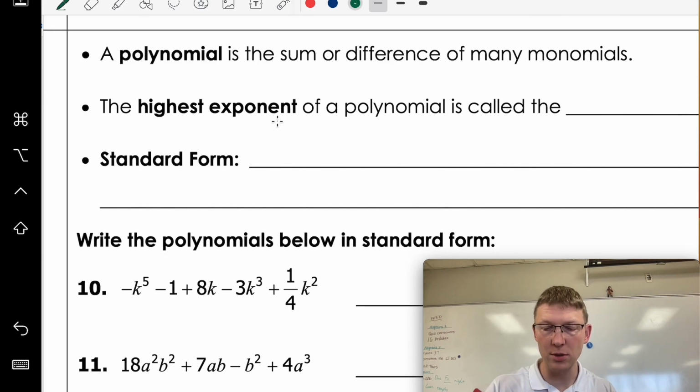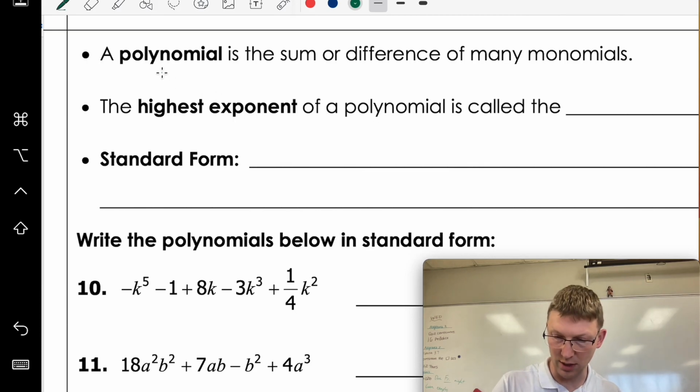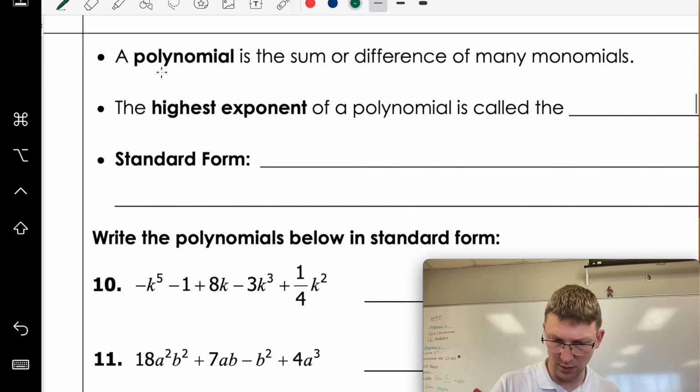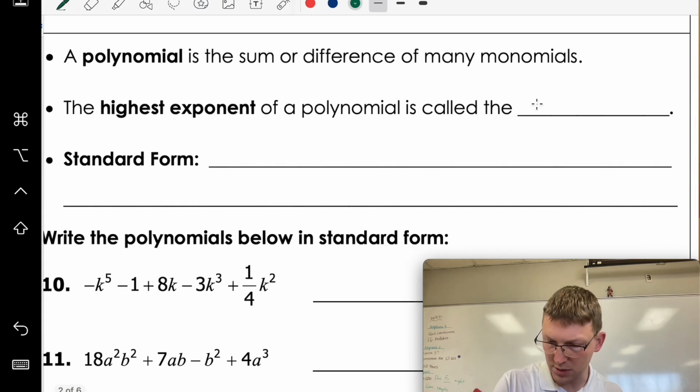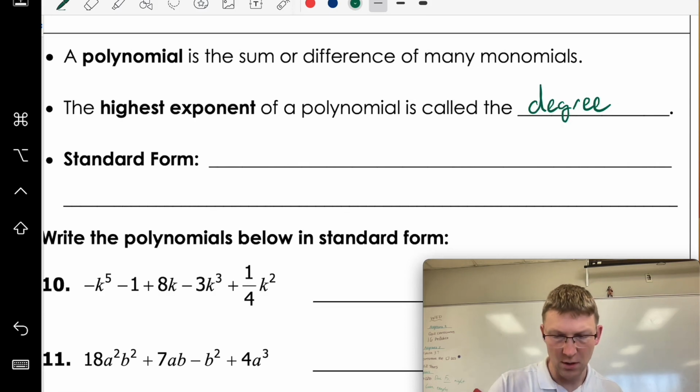So a polynomial is the sum or difference of many monomials. So this is where we get into our normal equations that we're kind of used to seeing. A couple more vocabulary words. The highest exponent of the polynomial is called the degree. So you'll see things like a third degree polynomial or something like that. So the highest exponent of the polynomial is called the degree.